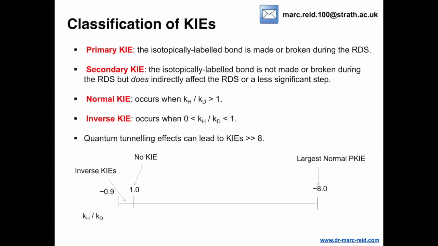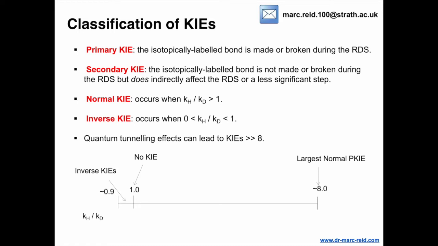As mentioned already, kinetic isotope effects can be classified according to their magnitude and whether or not they are linked with a bond forming or bond breaking event. For a primary kinetic isotope effect, the isotopically labelled bond is made or broken in the rate-limiting step. A secondary KIE occurs when the labelled bond being made or broken is not involved in the rate-limiting step, but the isotope does indirectly affect the rate-limiting step or a less significant step in the overall reaction mechanism.